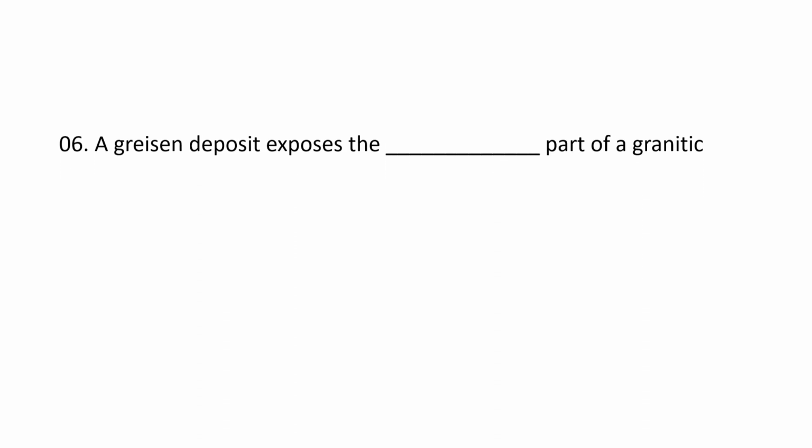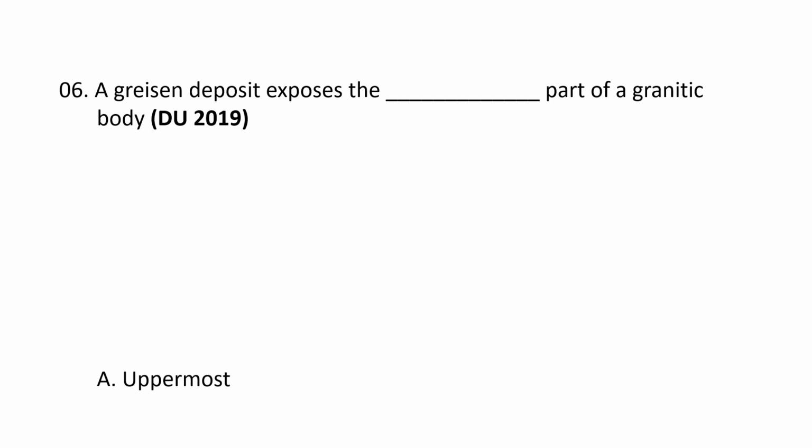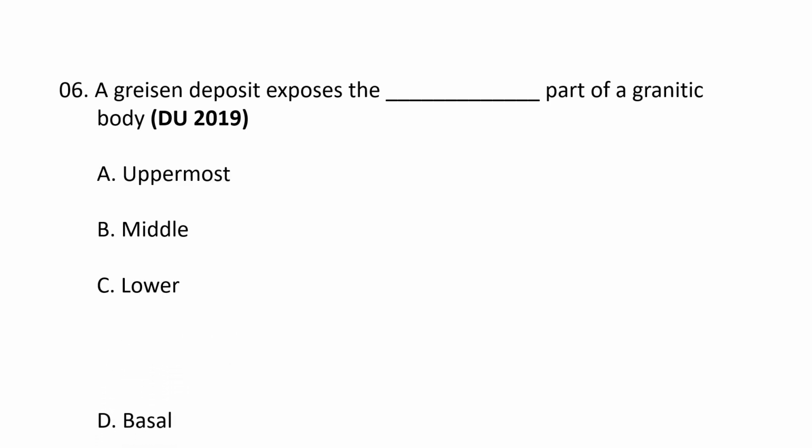Next question. A greisen deposit exposes which part of a granitic body? A. Uppermost, B. Middle, C. Lower, and D. Basal. A greisen deposit exposes the uppermost part of a granitic body. Greisen typically occurs in belts or veins that intersect the granite, and it passes into granite at the outer edge of this. The transition between the two rocks is gradual, indicating that greisen has been produced through alteration of the granite by vapors or fluids which are rising through fissures or openings. So a greisen deposit exposes the uppermost part of a granitic body. A is the correct option.